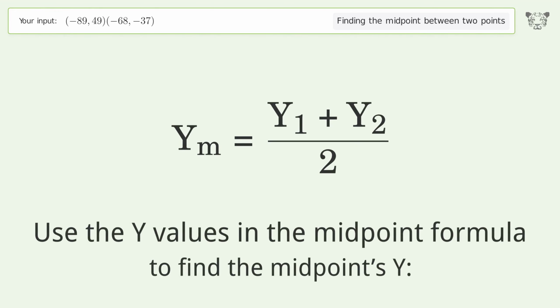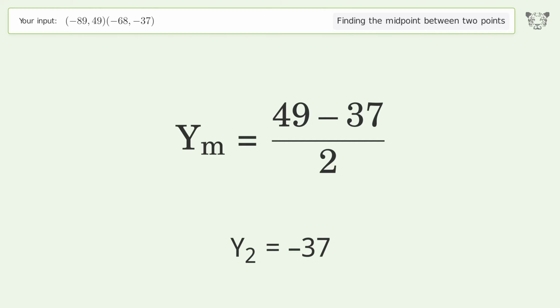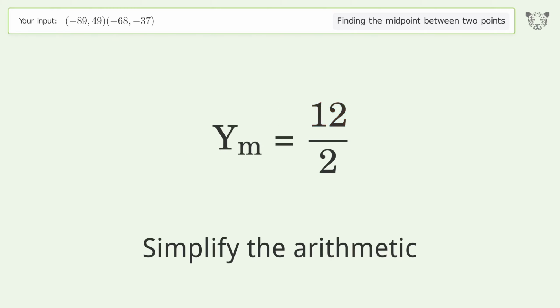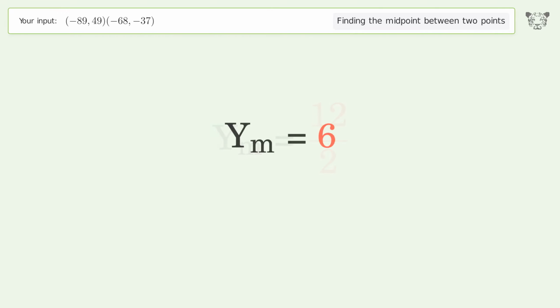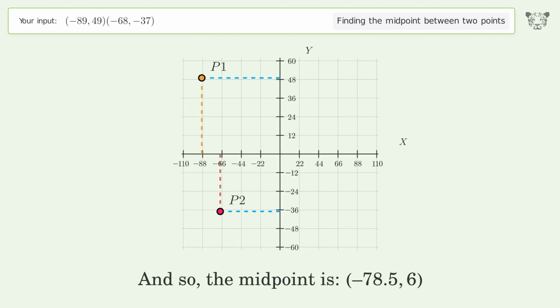Use the y values in the midpoint formula to find the midpoint's y. y1 equals 49. y2 equals negative 37. Simplify the arithmetic. And so, the midpoint is negative 78.56.